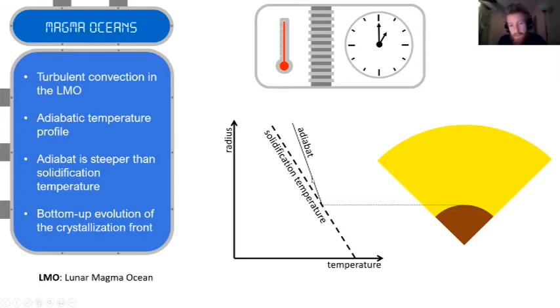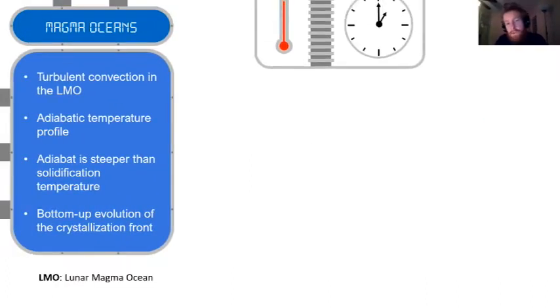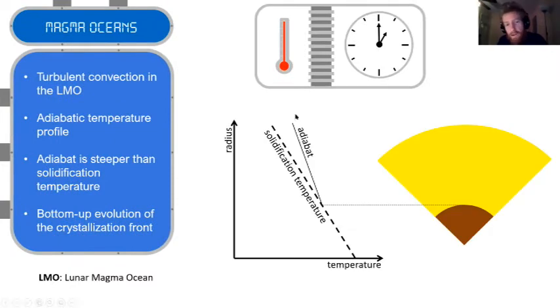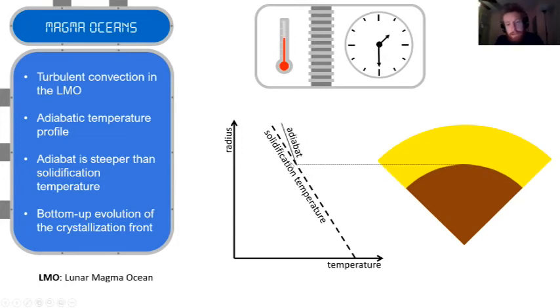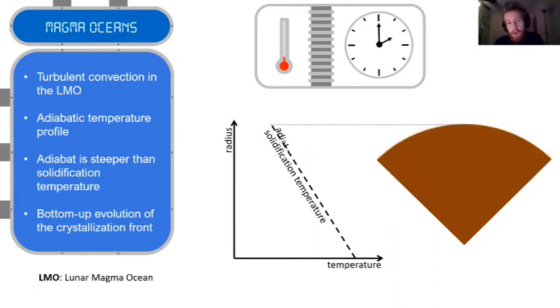As a result, those two curves first cross at depth, and upon cooling of the magma ocean, which corresponds to a leftward drag of the adiabat, you see that the crossing point of those two lines, which corresponds to the bottom of the magma ocean, is lifted up through time. This is what we call the bottom-up crystallization of the magma ocean, and that's a common feature of magma ocean crystallization on most bodies which are big enough to have this strong effect of pressure on the solidification temperature.